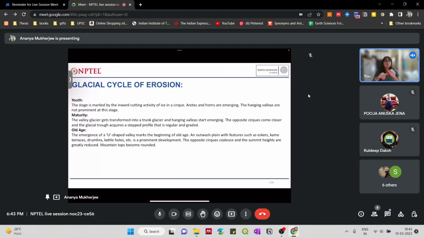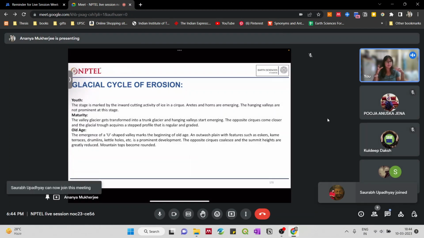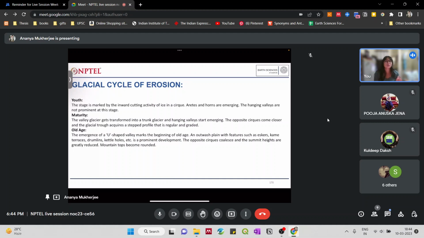In the old age, mostly you will find very wide U-shaped valleys, and you will have outwash plains. These outwash plains are going to have different kinds of depositional landforms. And usually during the old age, two different glaciers can merge at one place, and then together they will flow ahead. So these are the different characteristics for the different stages of glacial erosion.